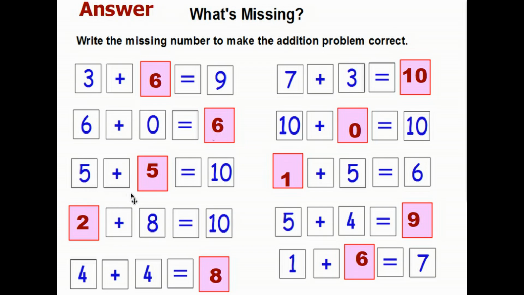Here, 5 plus dash equals 10. What number makes it 10? That will be 5. These are the answers. Now, try to compare and make corrections if there is any mistake. Have you finished? Excellent. Now, let's proceed. The next one is your homework.